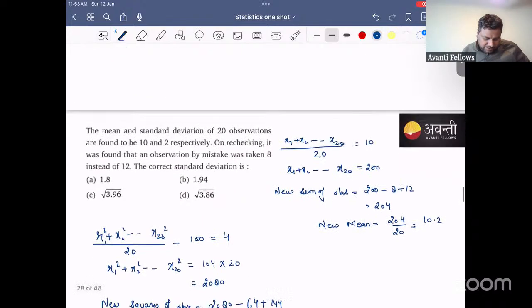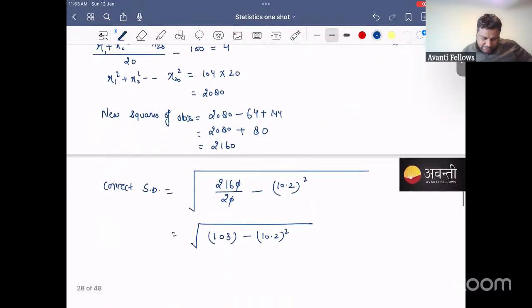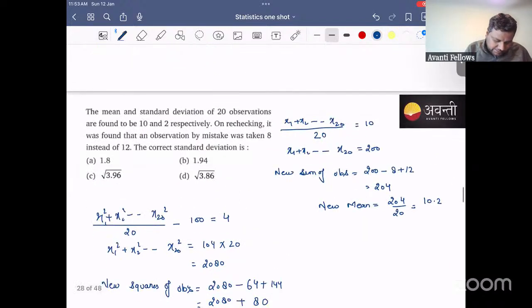The options are 3.96, 3.86. No, it's not 103, sorry, it is 108, minus 10.2 square. That is 3.96. So it is under root of 3.96. So this is your correct answer.